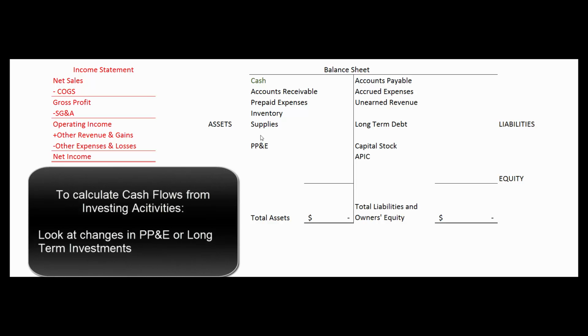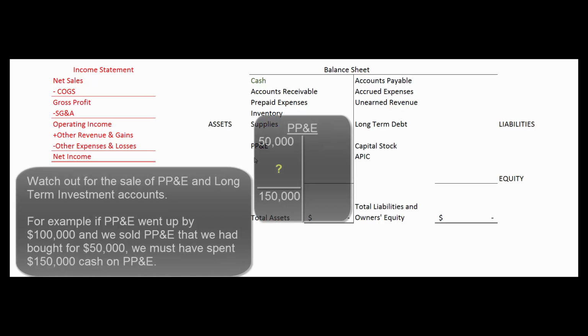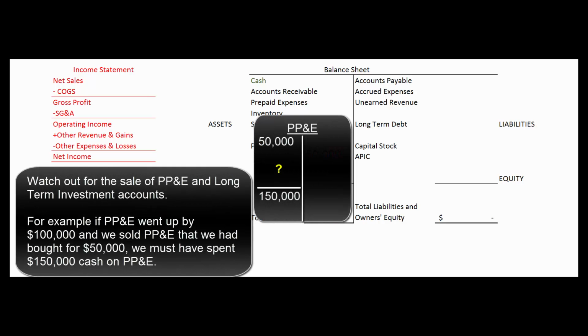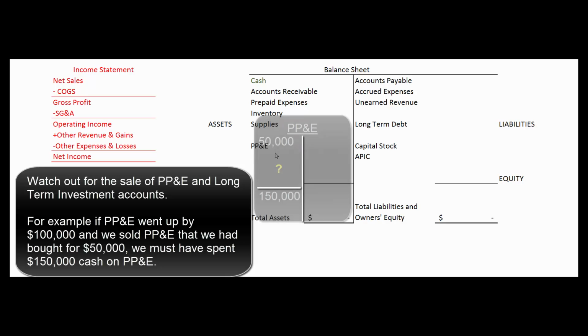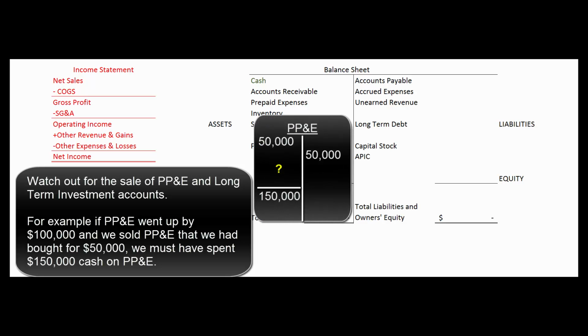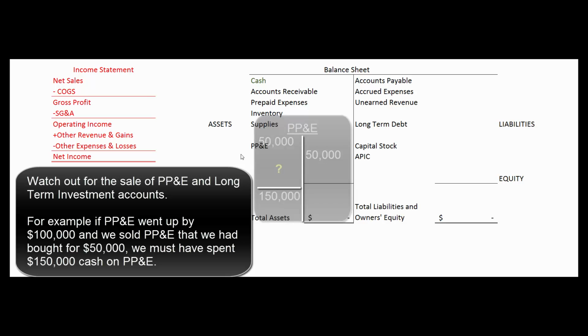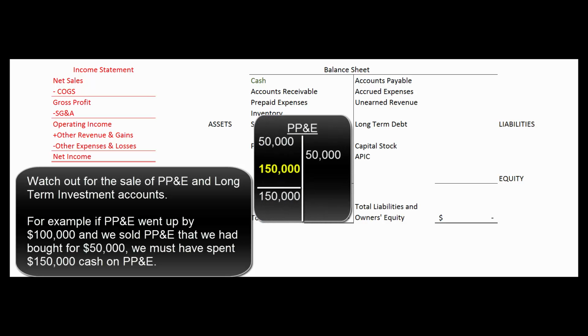For investing activities, we'll look at changes in property, plant, and equipment or long-term investments over the course of the year, being mindful of the fact that just because property, plant, and equipment went up by $100,000 doesn't mean we necessarily spent $100,000 cash. It could be that we got rid of some equipment, so we credited property, plant, and equipment for some dollar amount over the course of the year.